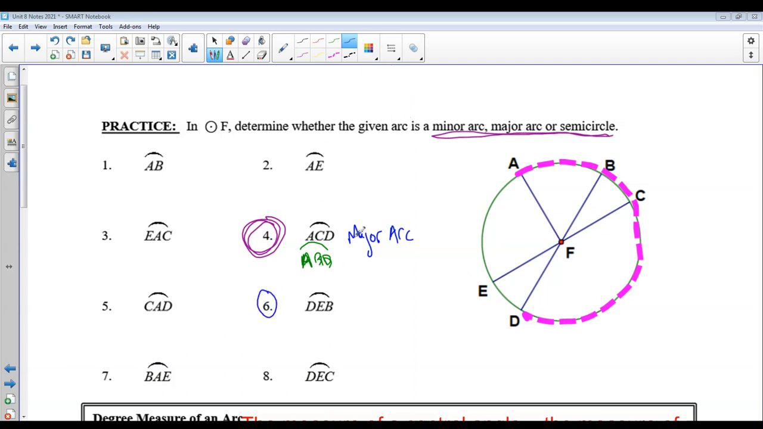Same thing for number 6. Number 6, arc DEB. Arc DEB is right here. D to E, followed all the way around to B. And you can see for this one, the endpoints of that arc are exactly on the diameter of the circle. It's exactly halfway. So that's another one of our 180 degree relationships that makes DEB a semicircle.